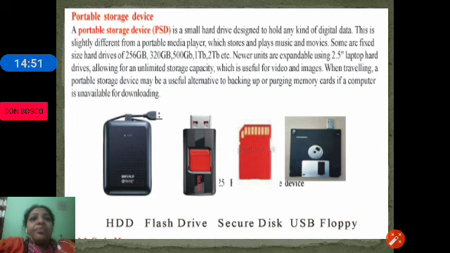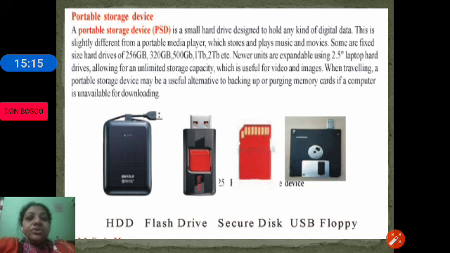A portable storage device is like a small hard disk which can be used to store any kind of data. This is slightly different from a portable media player, like an iPod, which stores the music and movies we can play. So it is a variation to that.